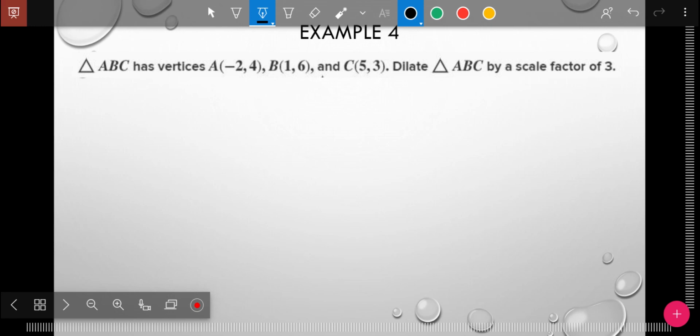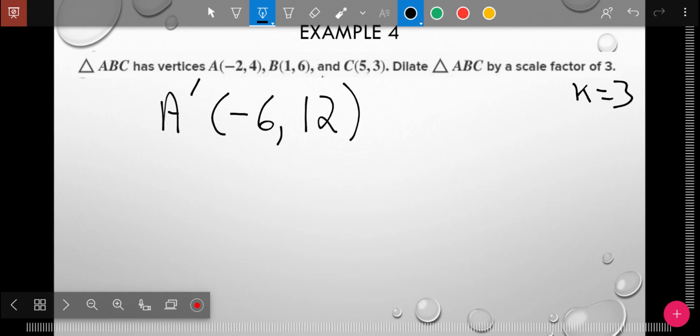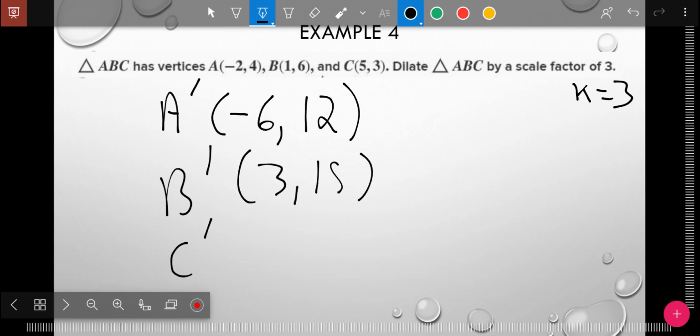So give it a try here. What is A image going to be? The scale factor, or K, equals 3. And so you're going to multiply -2 times 3 and 4 times 3. And then for B and C, you're going to do the same thing. So you get 3, 18 for B image and 15, 9 for C image.